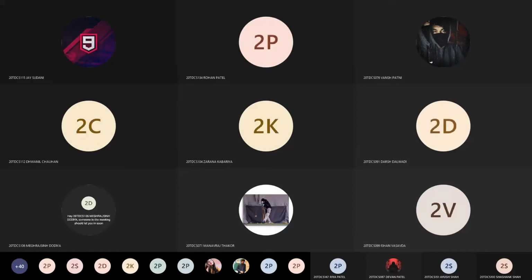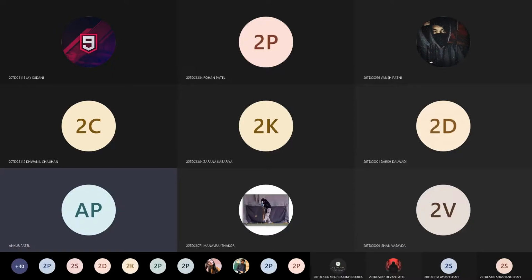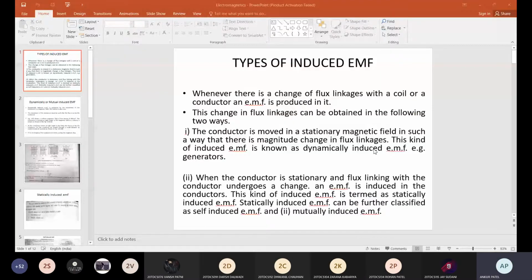Lenz's law, we also saw Fleming's right-hand rule. According to Lenz's law, we write e = -N dφ/dt. This minus sign is given according to Fleming's right-hand rule, which indicates that EMF is induced in such a direction that it opposes the cause, that means the change in flux that produces it, according to Lenz's law.